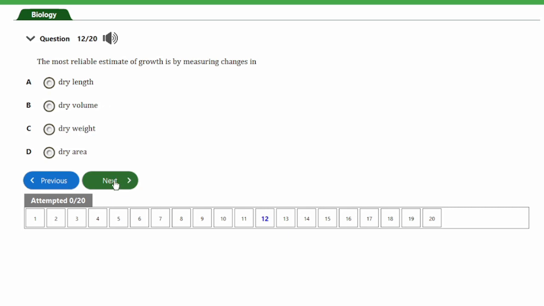So let's look at the next question, and that's question number 12. It says, the most reliable estimate of growth is by measuring changes in A, dry length, B, dry volume, C, dry weight, and D, dry area. So guys, this is the third time we are seeing a related question to this, and it's very important that you understand this concept because it's definitely a very important one since we are seeing it for the third time. So guys, again, the answer to this question is dry weight. And that's the correct answer to this question.